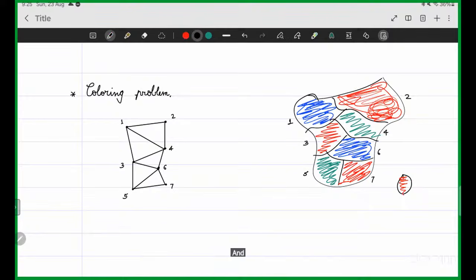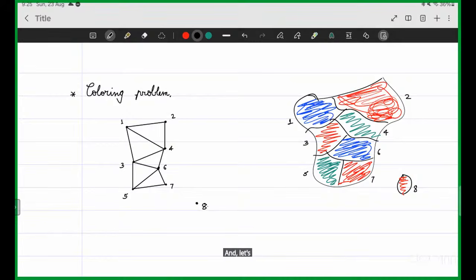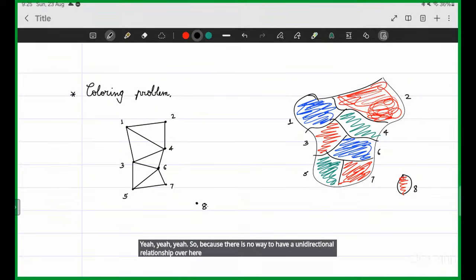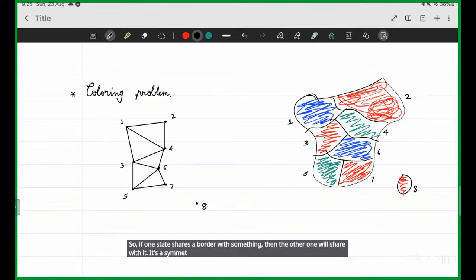And let me call this guy 8. And there's this guy 8 over here, and this is 7. So this is also an undirected graph, right? Because there is no way to have a unidirectional relationship over here. A relationship is defined by sharing borders. So if one state shares a border with something, then the other one will share with it. It's a symmetric relationship, right?